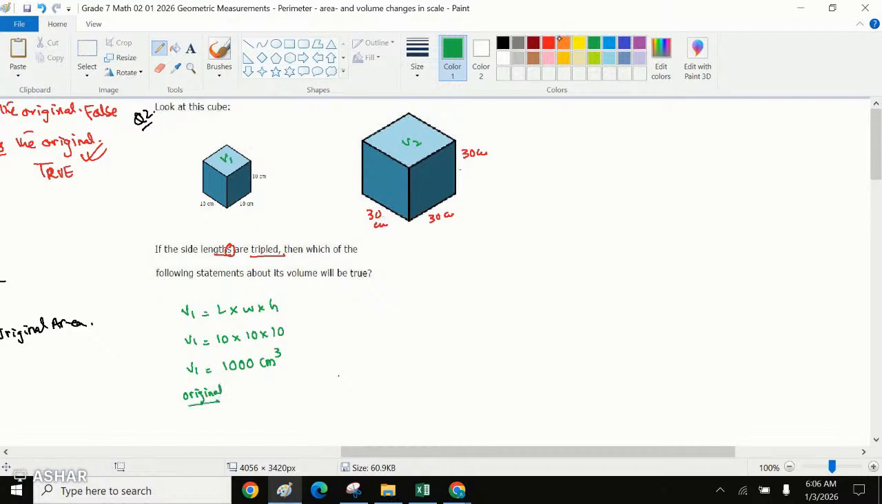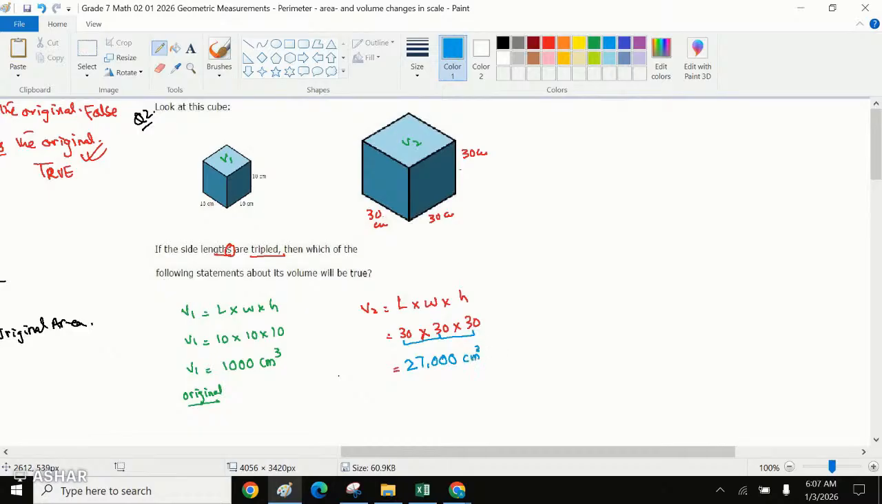Okay, original shape. But if we need to find the volume of the shape where the lengths have been changed, we can say volume 2 would be equal to the new length multiplied by the new width multiplied by the new height. This was 30, right? The lengths have been tripled. All the side lengths have been tripled. 30 times 30 times 30, right? And we know how to multiply numbers ending with 0. 3 multiplied by 3 is 9. 9 multiplied by 3 is 27. And there were 3 zeros. Agreed? This is centimeter cubed.